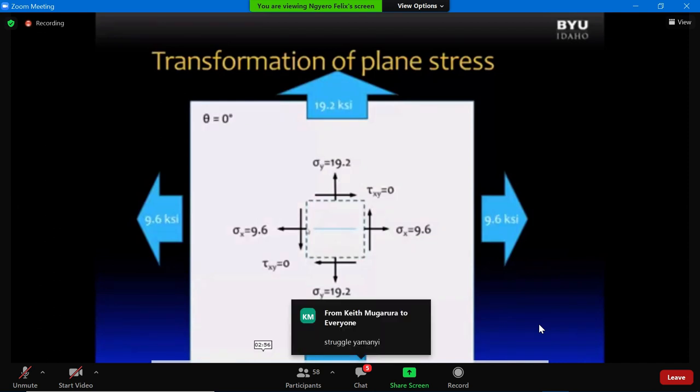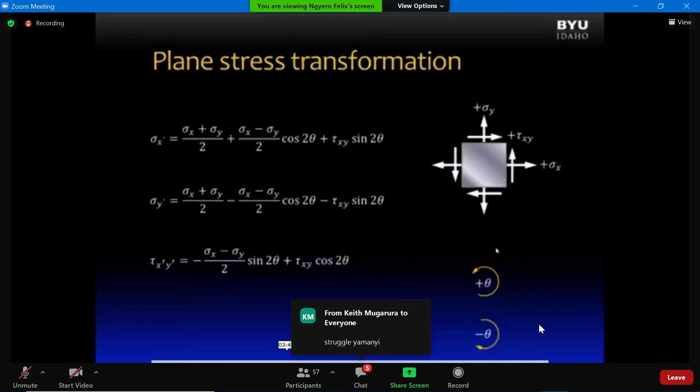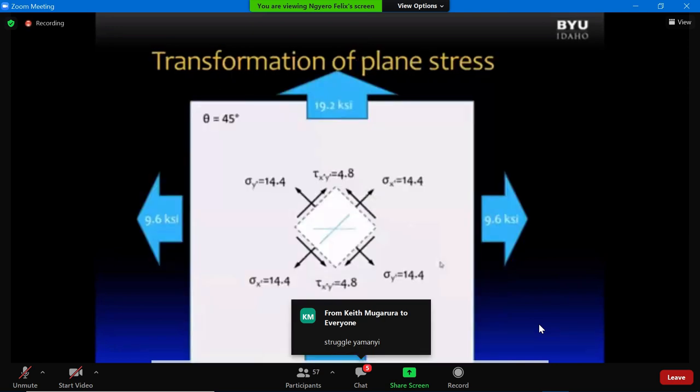We are going to the calculations, and that is what we shall look at shortly after. So, back to the slide.